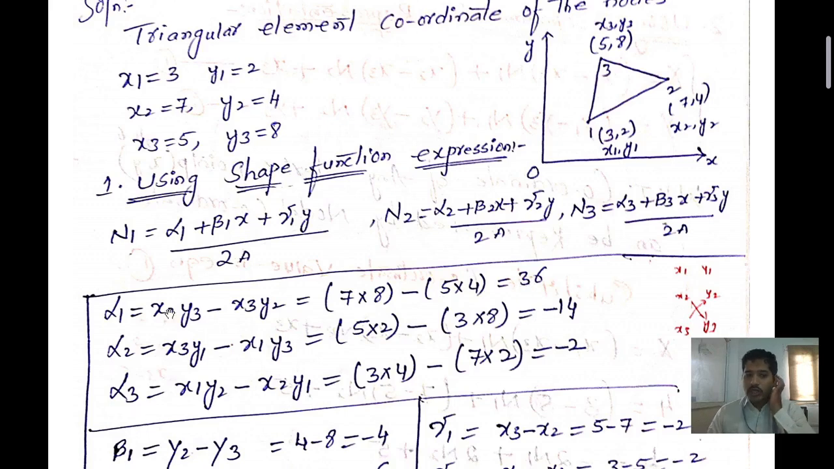The same procedure we need to follow for alpha 2. Alpha 2 equals x3 y1 minus x1 y3. So you need to remember one thing: in this case, we need to eliminate the second row.